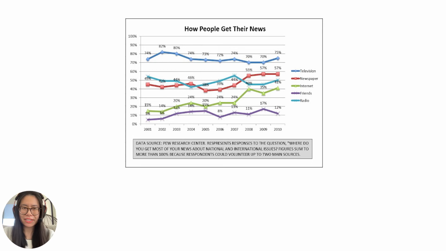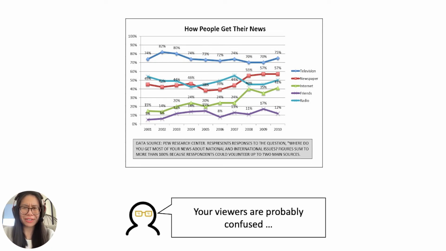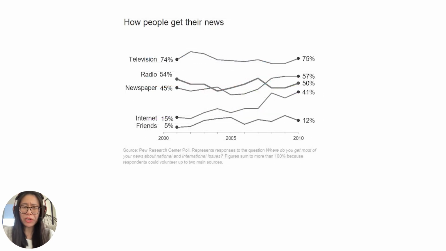So here's a design. What do you think I'm trying to say with it? You're not wrong if you're confused. This chart looks quite like a spaghetti. There's just too much going on. So what should we do to fix it? What about this?